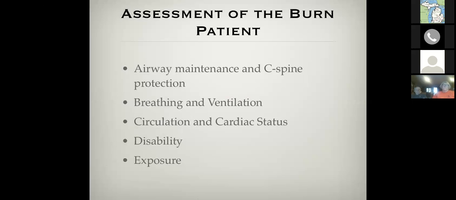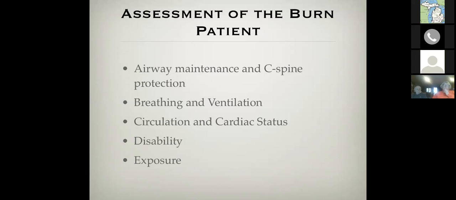All right, so now let's talk about the assessment. Everything pretty much is going to stay the same. I put these next couple slides in because I want us to remember that when we classify a burn patient, we classify them under a trauma patient. So we have to remember that the burn may be a distracting injury. So these next couple slides, we're going to hit on that. So obviously we're going to start with our airway maintenance and C-spine protection.